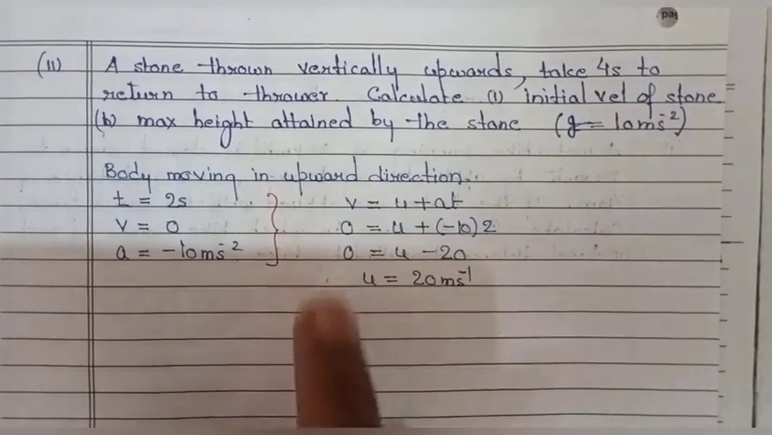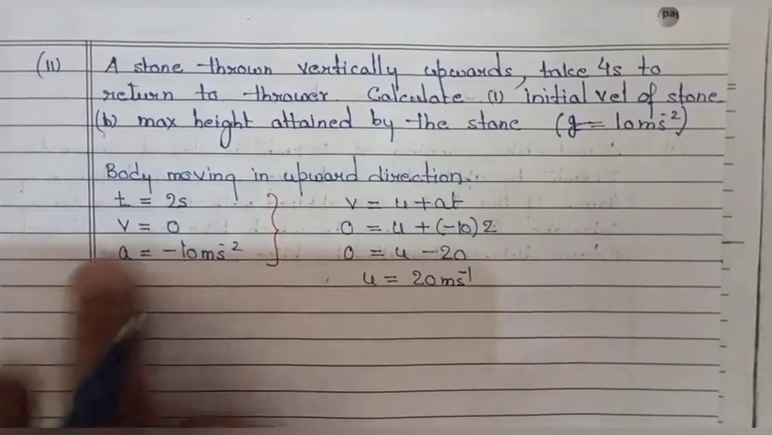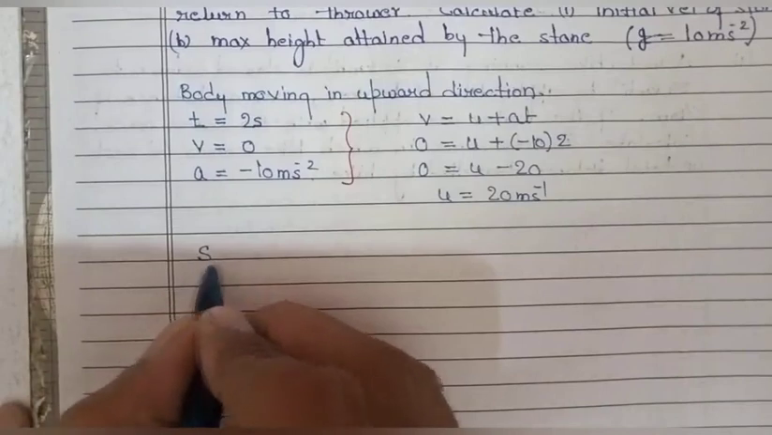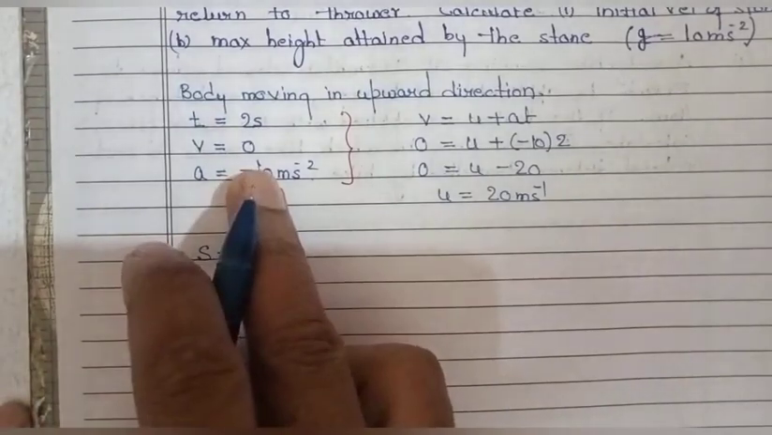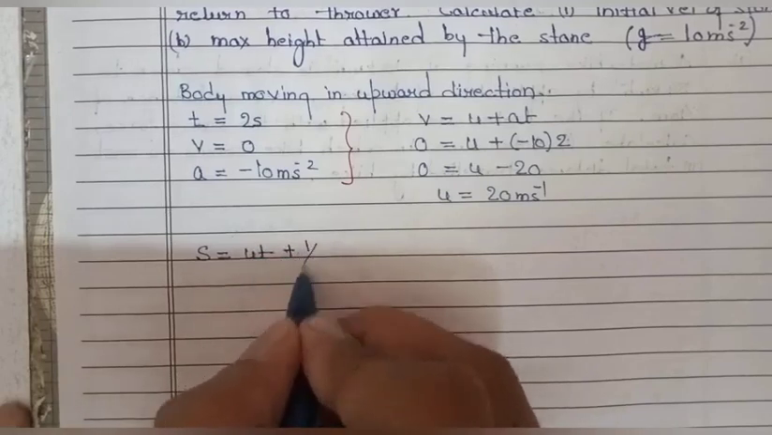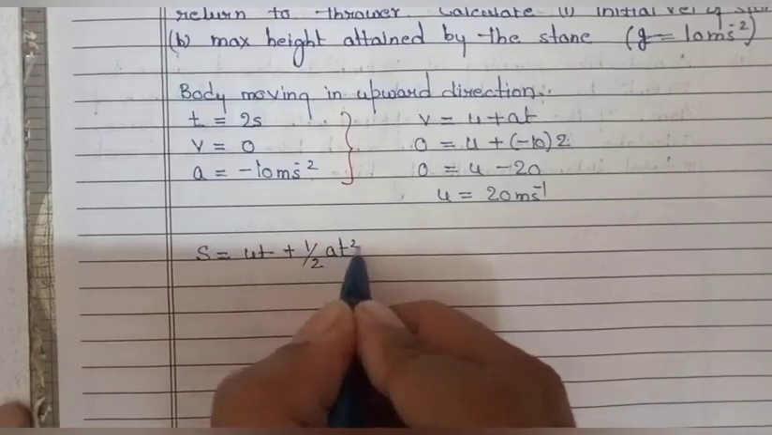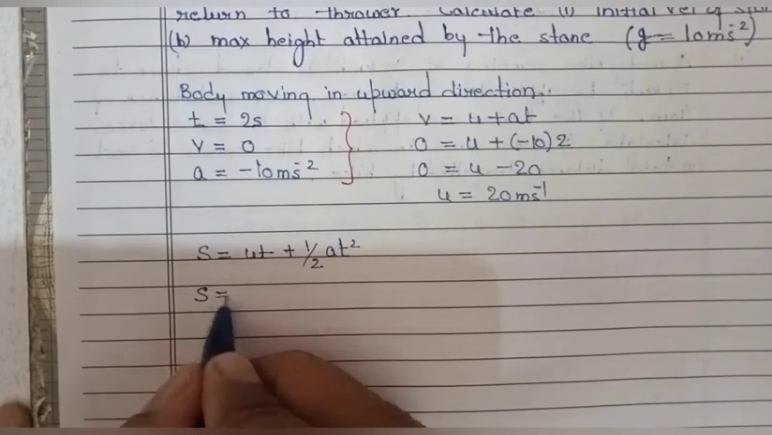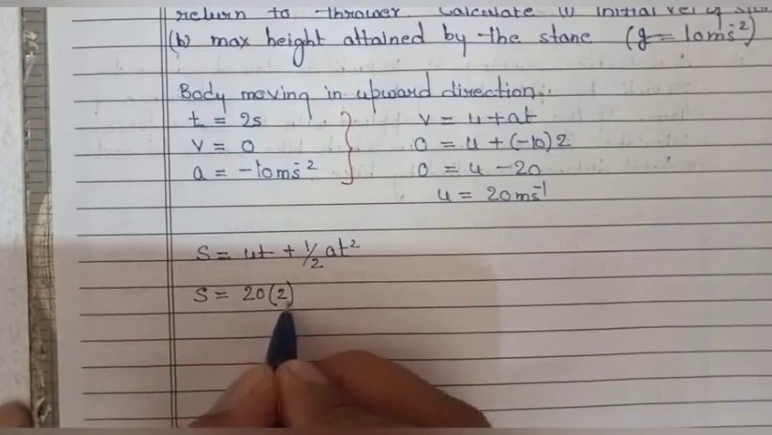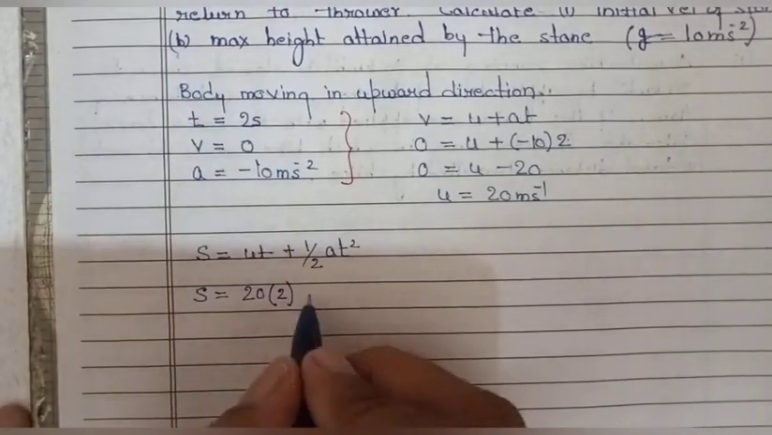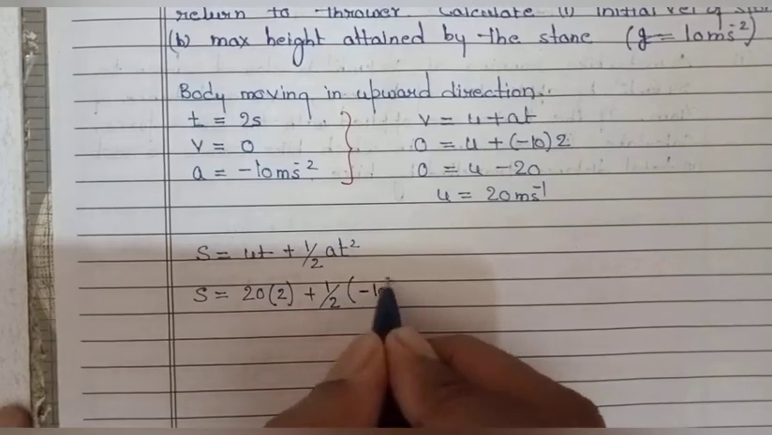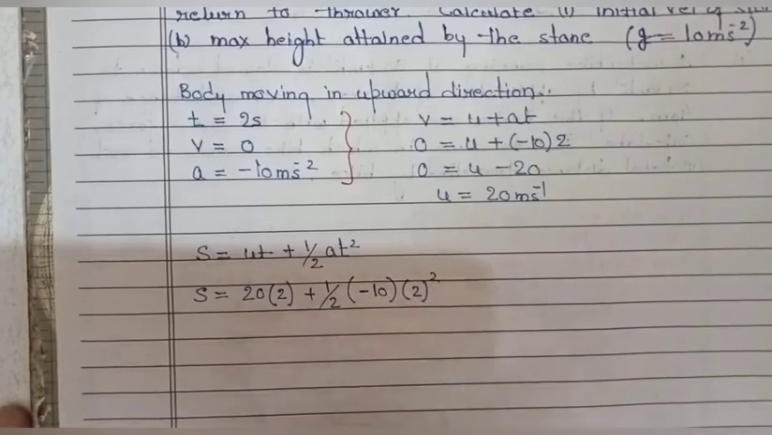Now we also need to calculate the height. So again, using the same information, we can calculate the height. We can use s, that is the distance in the upward direction. s is equal to ut plus half at square. So we need to calculate s. Initial velocity we have calculated as 20, and the time taken in the upward direction is 2, plus half.